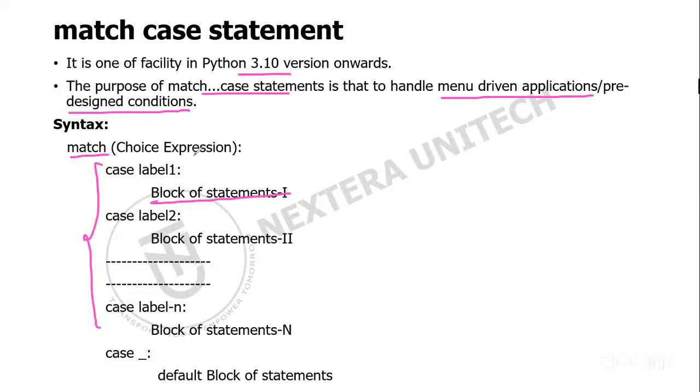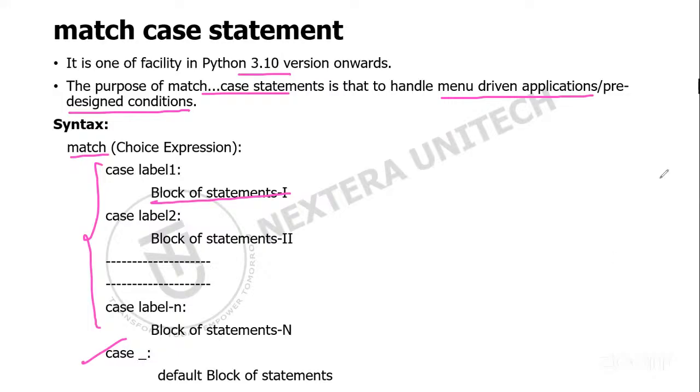Okay. If label 1 is not matching with the expression, it goes to label 2, nothing but case 2. In this way, it goes till n number of labels. It checks for all the labels one by one, and wherever there is a match, it executes the respective block of statements. What if none of the labels match? It goes for the default block of statements, which gets executed. The default block, case underscore, is called the default case block.